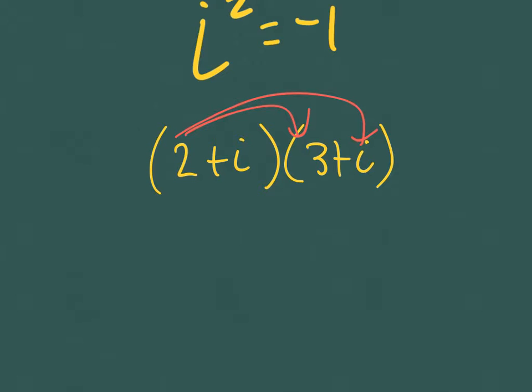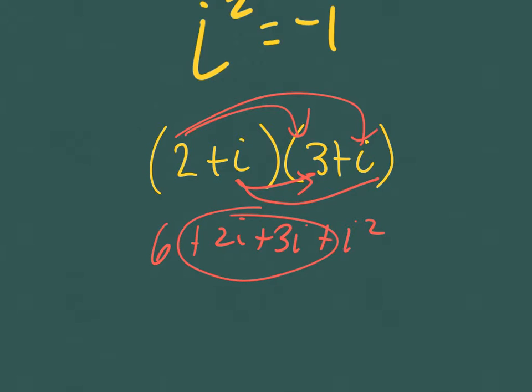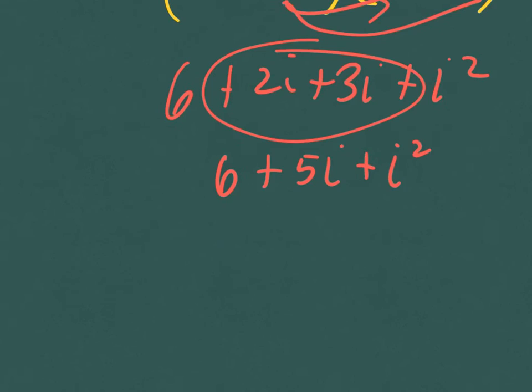So taking it to 2 times 3 is 6. 2 times the i, 2i. 3 times the i, however you want to do that one, is 3i. And i times i is i squared. And if you simplified this and made that 5i, you're on the right track. 6 plus 5i plus i squared. And that would have been one of the answer choices on the ACT. And it would have been wrong.